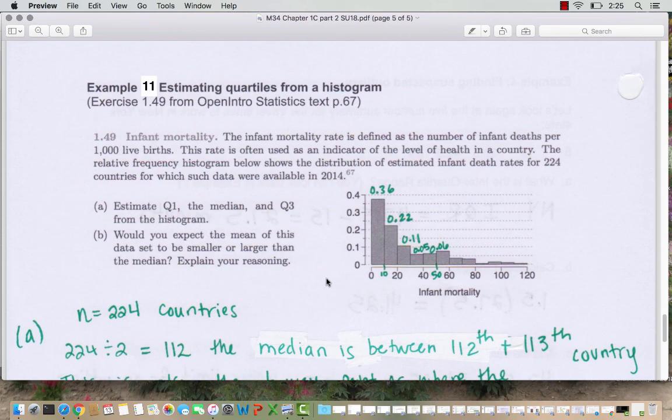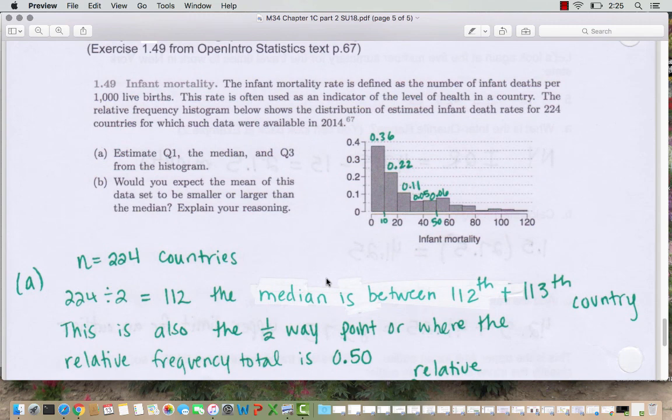And so here, what we want to do is estimate where quartile 1, the median, and quartile 3 would be. So we know there are 224 countries. And we know that these heights of the bars should total 1 or 100% if we wanted to translate our decimals to percents. So for example, this 0.36 would be the same as 36% of the countries in the bar from 0 to 10 infant mortality rate. This 0.22 would be 22% of countries in the bar from 10 to 20 infant mortality rate.